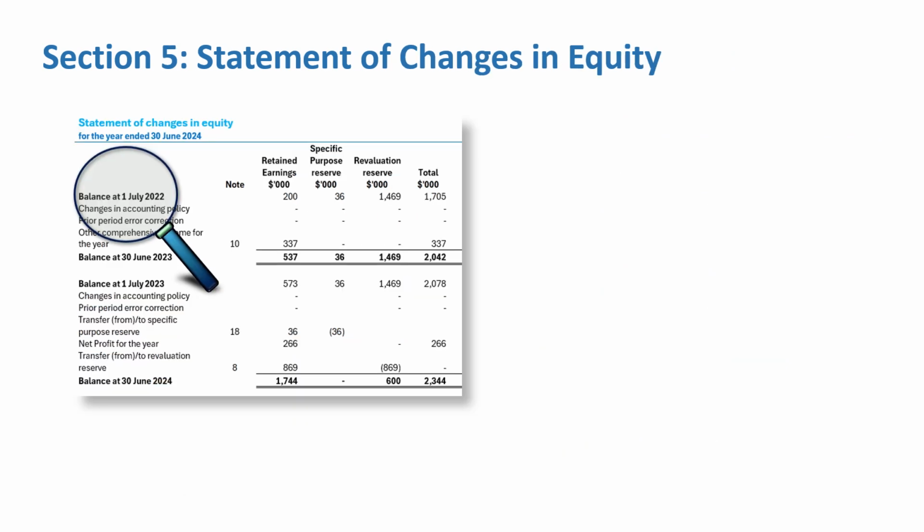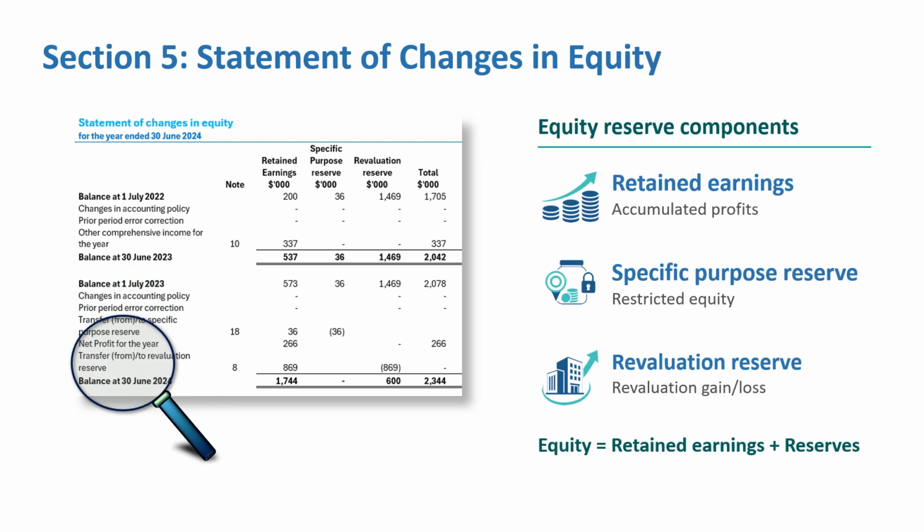Statement of changes in equity tracks movements in equity over time. This includes profit or loss, contributions from owners or stakeholders, and any other changes such as corrections of prior period errors or changes in accounting policies. For some entities that do not have other comprehensive income and meet certain conditions, they can instead present a statement of income and retained earnings.